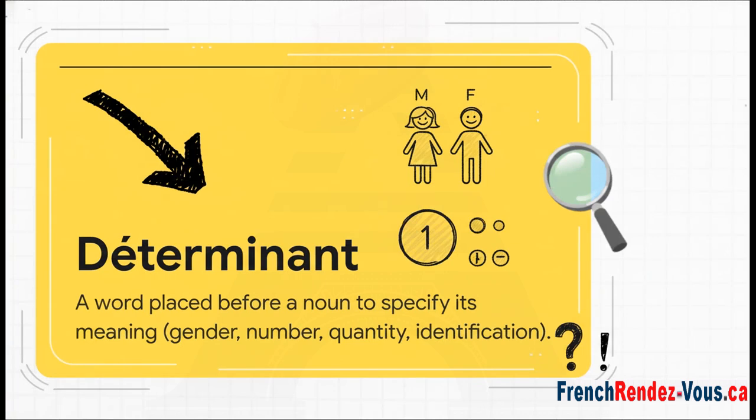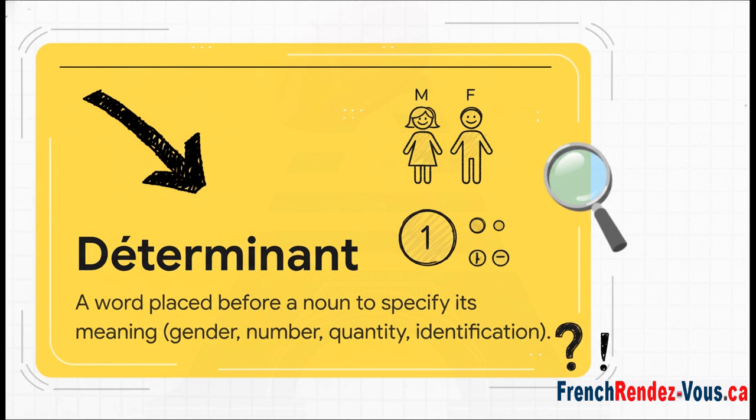So, what exactly is a determiner? Well, think of it as a small but super powerful word that always comes right before a noun. Its job is to give us critical information. Is this noun masculine or feminine? Is it singular or plural? Are we talking about a specific one or just one in general?